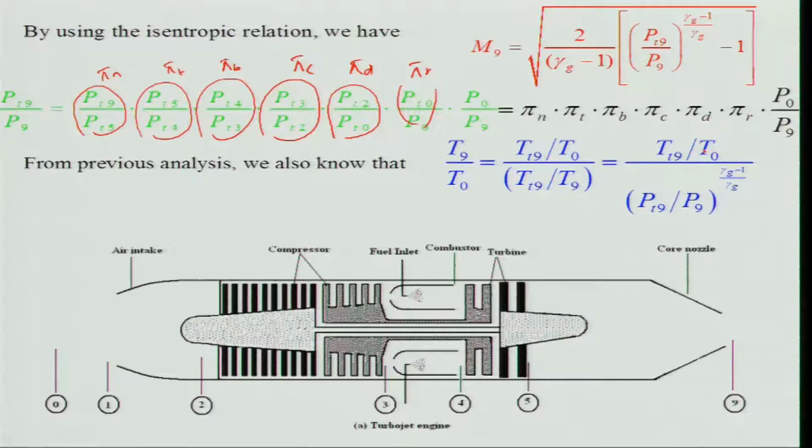We will be using a similar approach. Please keep this diagram with the station numbers in mind, and we will do the same as we did for the pressure. Basically, we are expressing T_t9 by T0 in terms of temperature ratios across each component. This is for the total, but now we are doing it for each component to carry out the analysis. So T_t9 by T0 we can write as T_t9 by T_t5 into T_t5 by T_t4, T_t4 by T_t3, T_t3 by T_t2 into T_t2 by T_t0, T_t0 by T0.